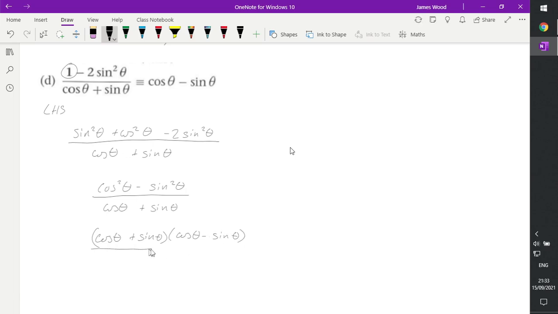Like that. And on the bottom I've got cos theta plus sine theta, and I can see that those factors on this one and this one are going to cancel out. So then I just get cos theta minus sine theta. That's my final answer.